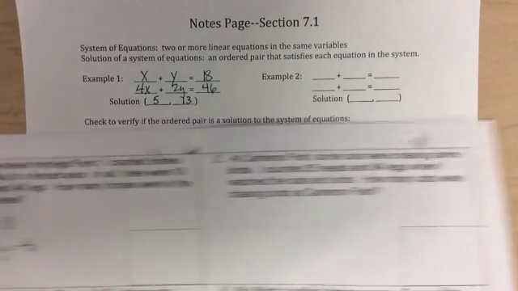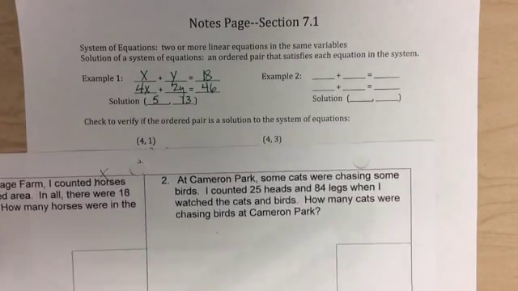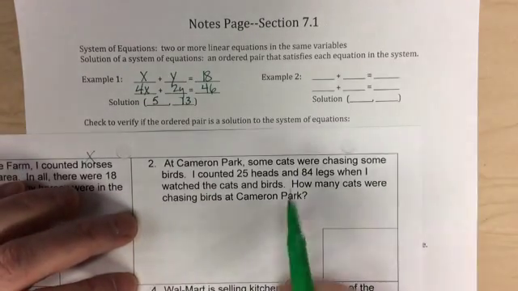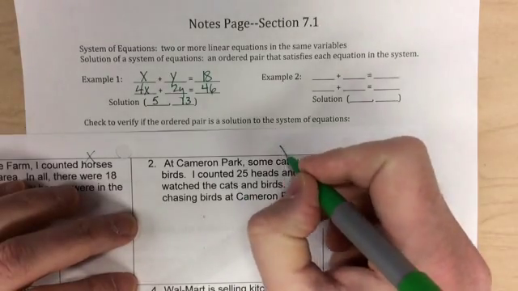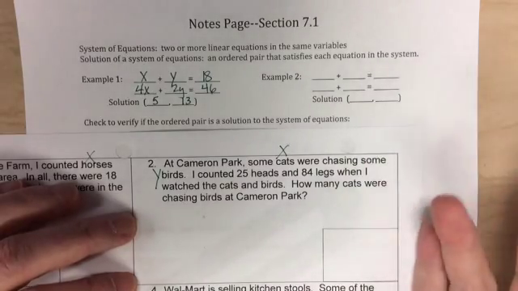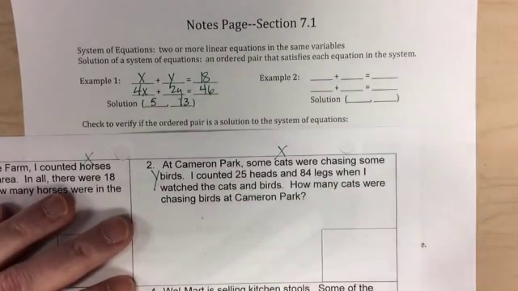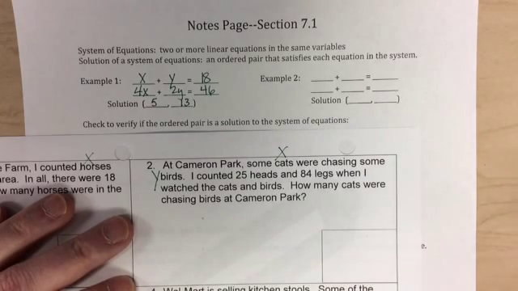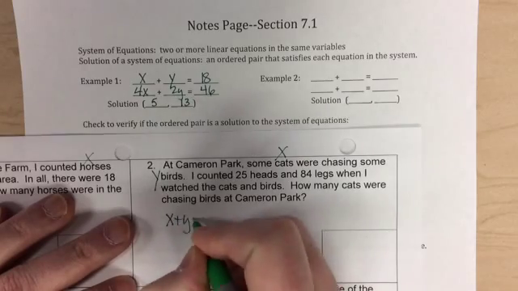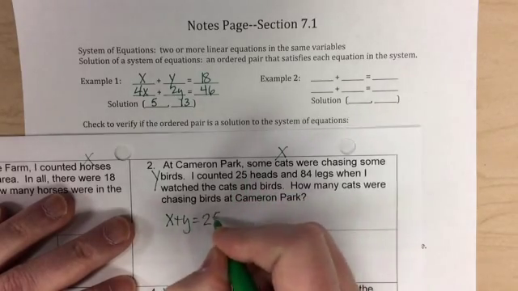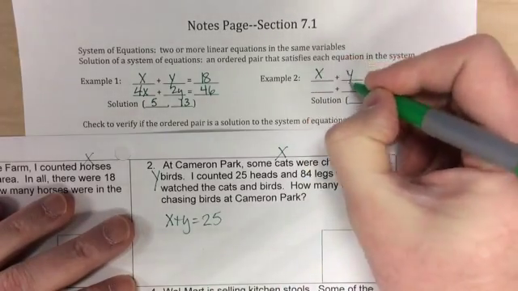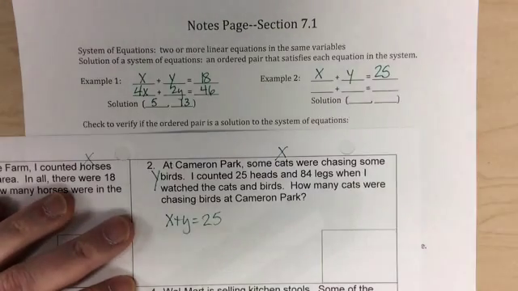And let's slide over here to number 2, on what we did yesterday. We have some cats and some birds. Well, we're going to use cats as X and birds as Y, just because that's the order they're in. It doesn't really matter. And I know that there are 25 heads, so my first equation is going to deal with the heads. The second equation is going to deal with the legs. The first one would be X plus Y equals 25, because that's what the problem says the total heads is. So that's going to be my first equation, X plus Y equals 25.